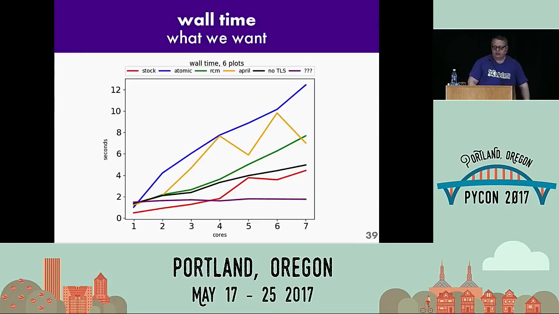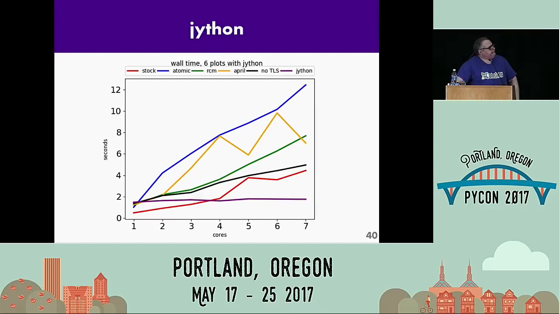So the final thing I want to talk about is just, this is what we want to see. This is the graph we actually want to see, right? I just drew this purple line here. The idea is you add threads to your program, and it just uses multiple cores and doesn't care. The program doesn't get any slower. This is what we wish we had, right? Actually, we have that, because that's Jython.